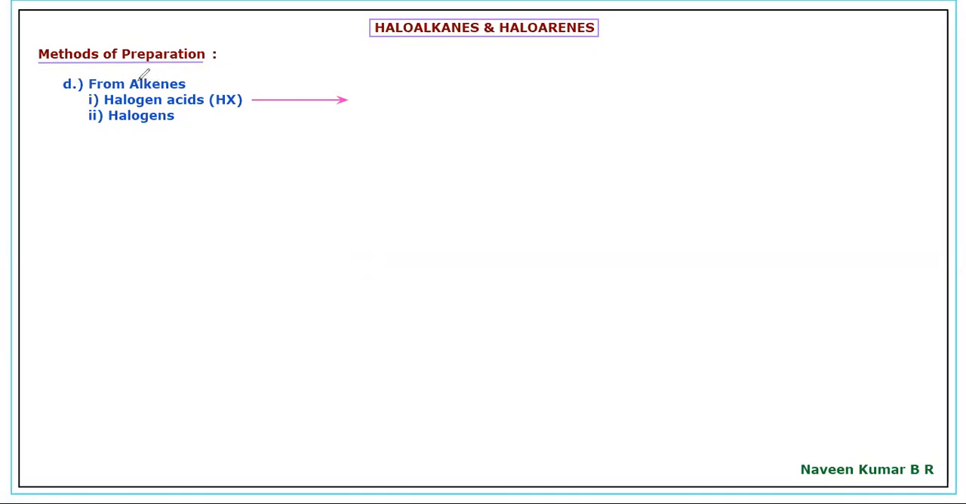We'll try to observe first from hydrocarbons, that is by treating the alkenes with halogen acids and halogens. So we'll start with the first one. Halogen acids such as HCl, HBr, or hydrogen iodide are treated with alkenes. We already discussed the reactivity of the various halogen acids. The reactivity of HI will be greater than HBr when compared with HCl.